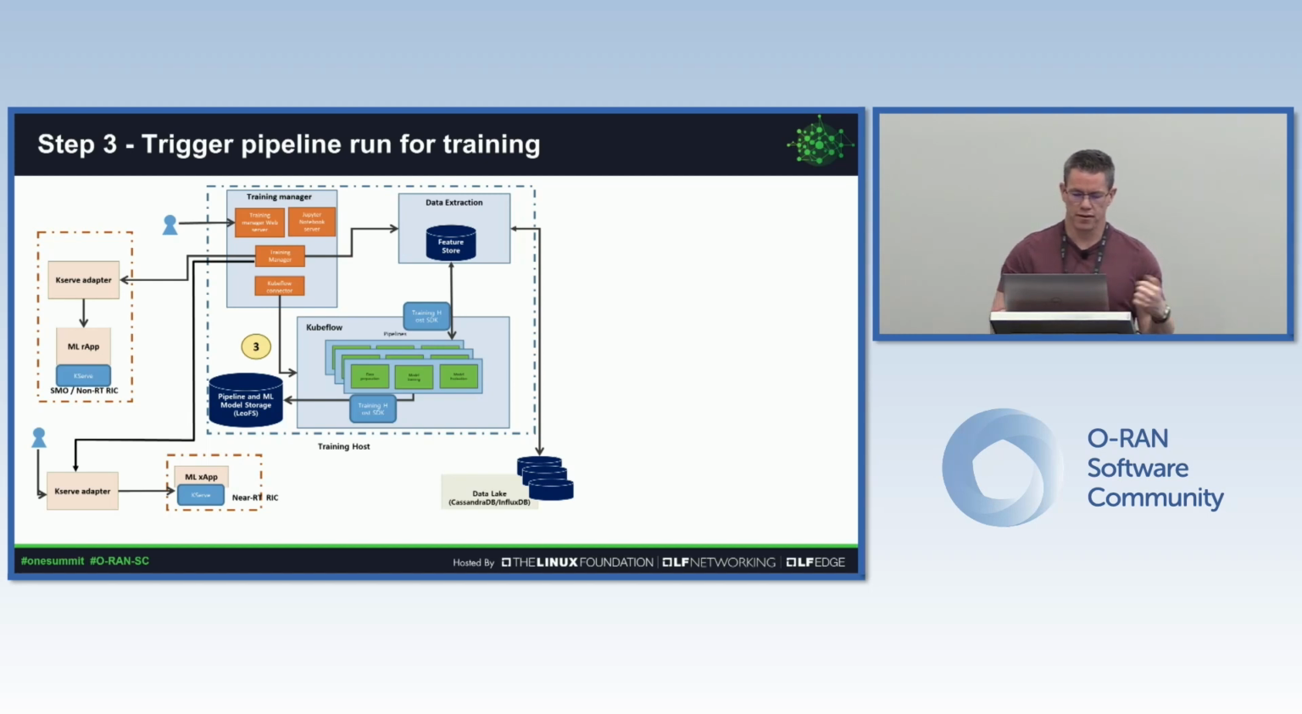So as you can see, step number 3 is going to request Kubeflow to start using all that information, and once all the training is done and the model is ready, it is going to be stored in an object storage service. In this particular case, we are using LeoFS, and that's where we are going to store the trained model for later usage.